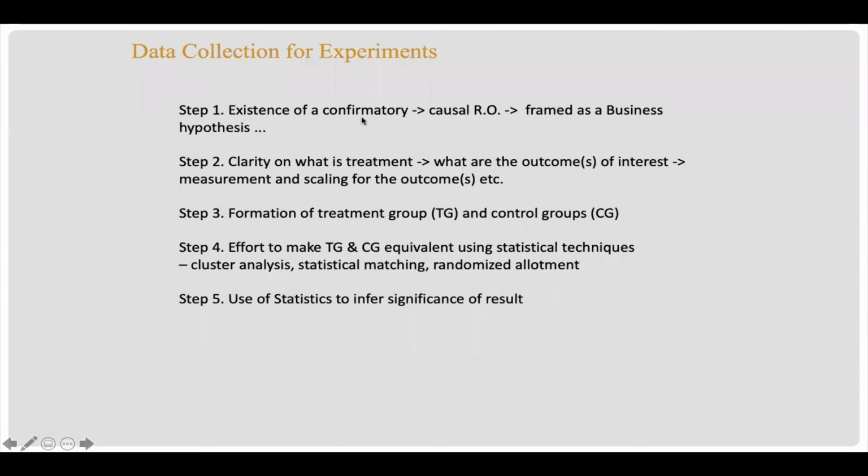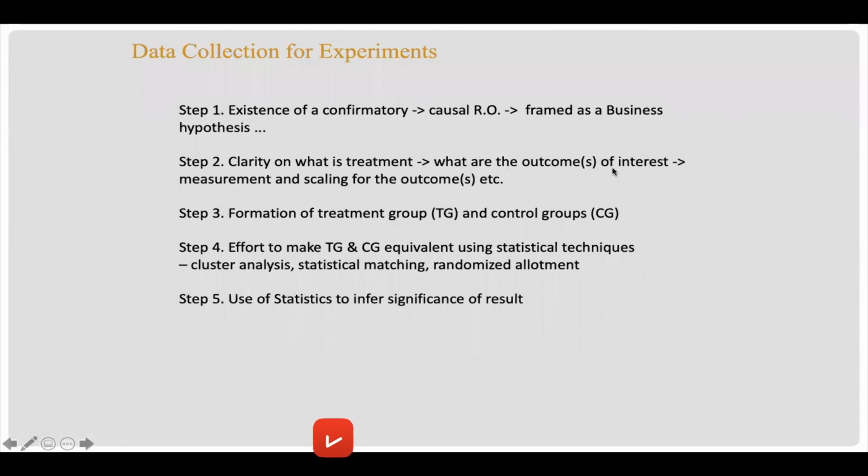You have to look at existence of confirmatory, what is a causal research objective? Then frame a business hypothesis. People who are aware of hypothesis testing, right? You have to come up with a hypothesis. Then you need to have clarity on what is the treatment. What is it that you're trying to treat? Okay, you're experimenting with coupons. You're looking at the treatment with respect to 10% versus 20%, right?